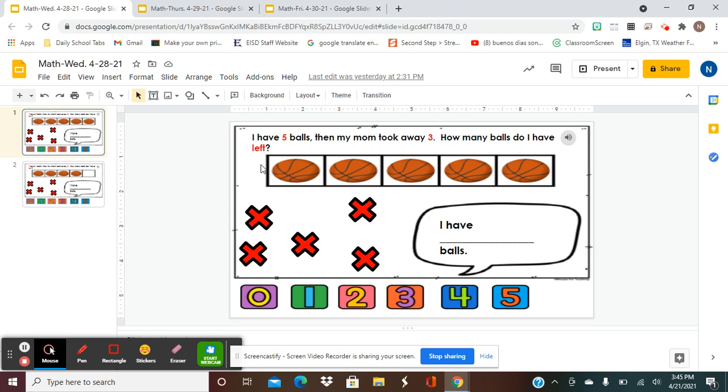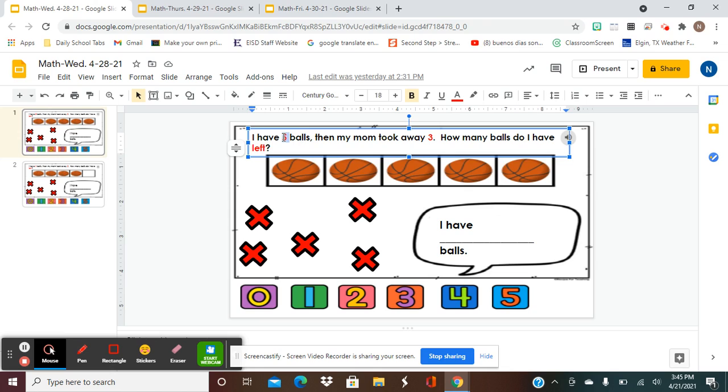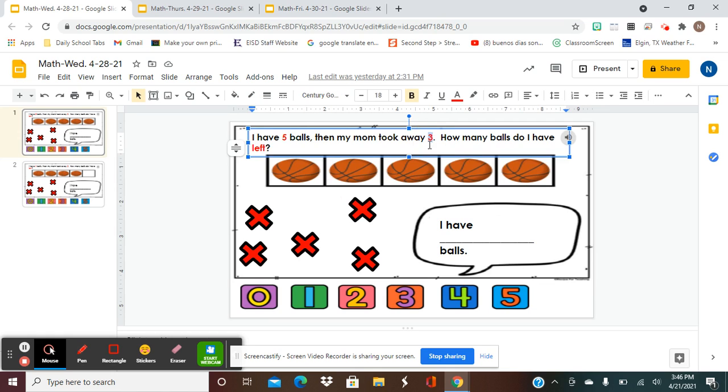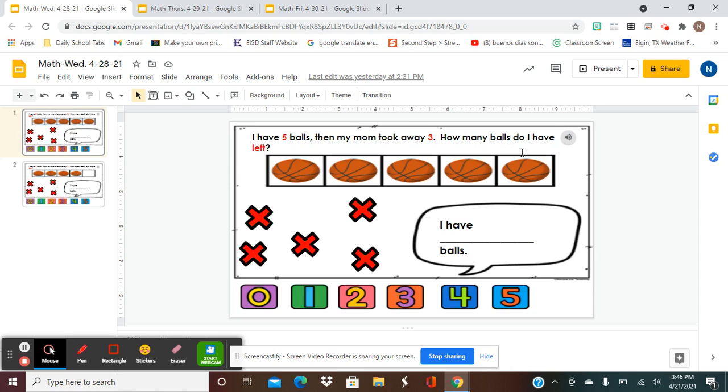So I'm going to read this one. It says, I have 5 balls. Then my mom took away 3. How many balls do I have left? So here we have 5 in red because that's the number we're going to start with. So first we had 5 balls. Remember, I already put them for you. So 1, 2, 3, 4, and 5. Then my mom took away 3. So you're going to take away 3. That's why it's red. So you're going to grab that X and you're going to X out 3 balls.